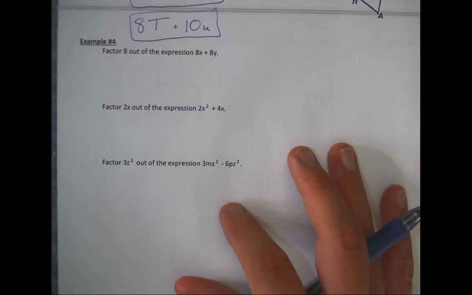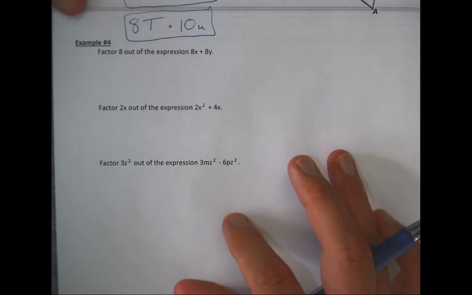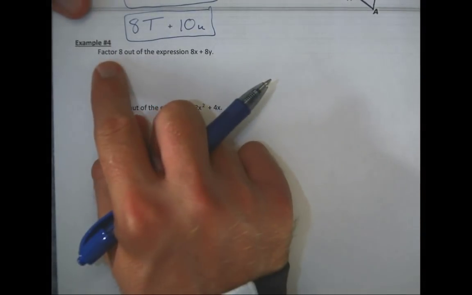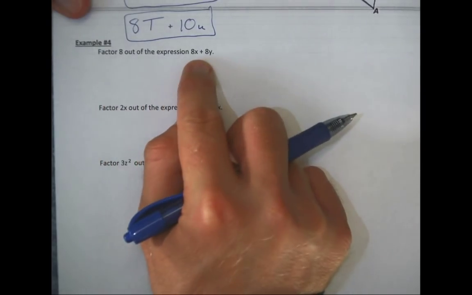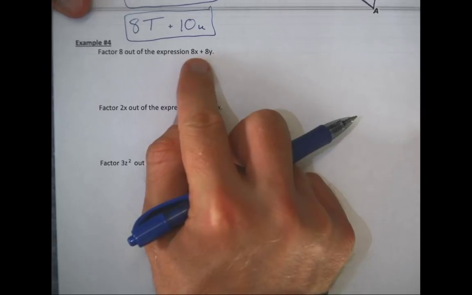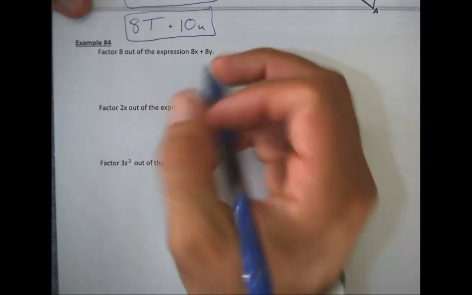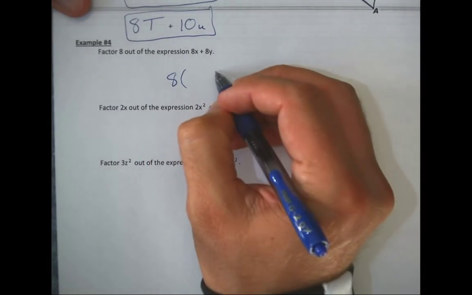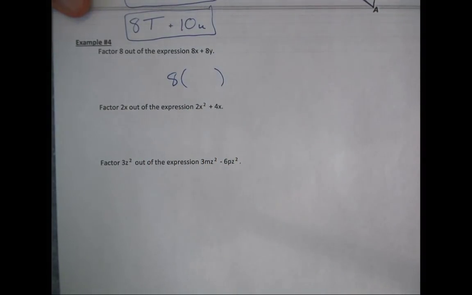Last thing we want to talk about today is factoring numbers out of an expression, and this is, again, backwards from distributing. So example number 4 says we want to factor 8 out of this expression, 8x plus 8y. If you notice, I have an 8 in both terms. So I want to factor that out. I'm going to pull that number out, and I'm going to leave something inside parentheses. And you can just think backwards.